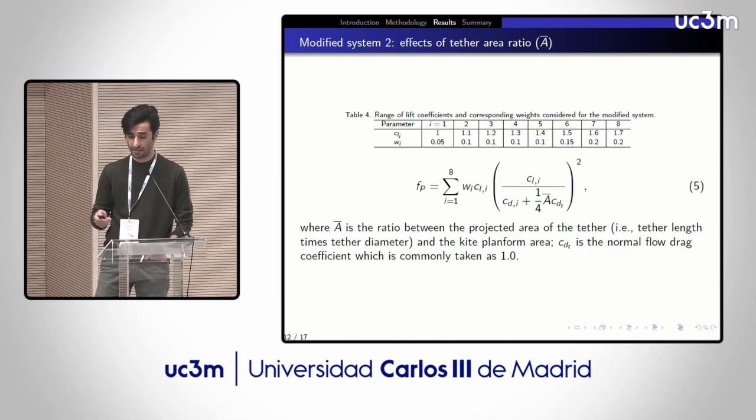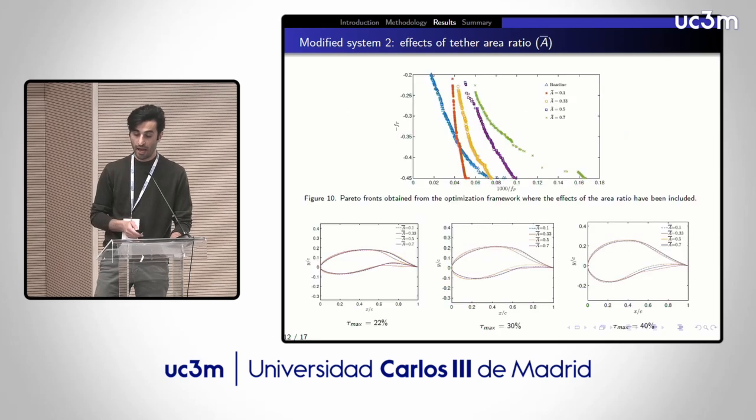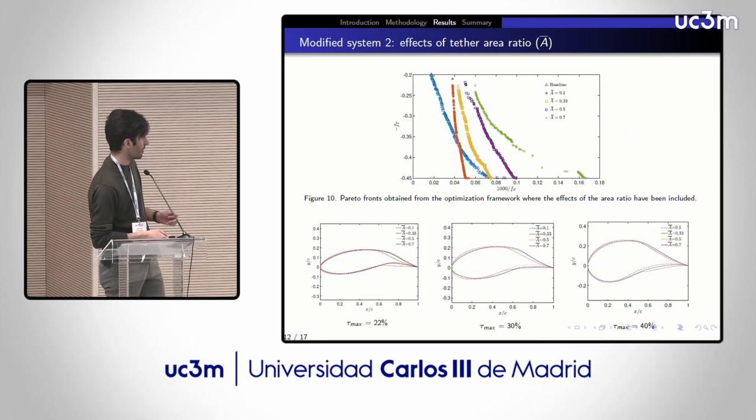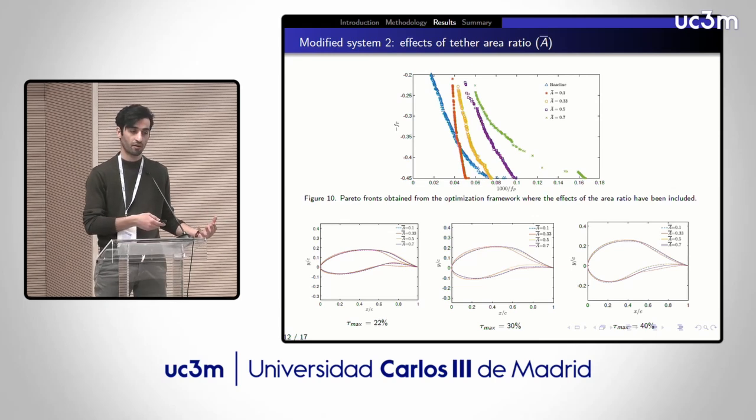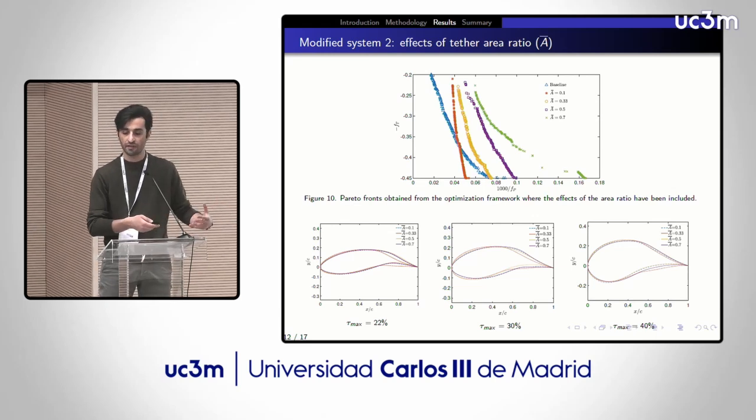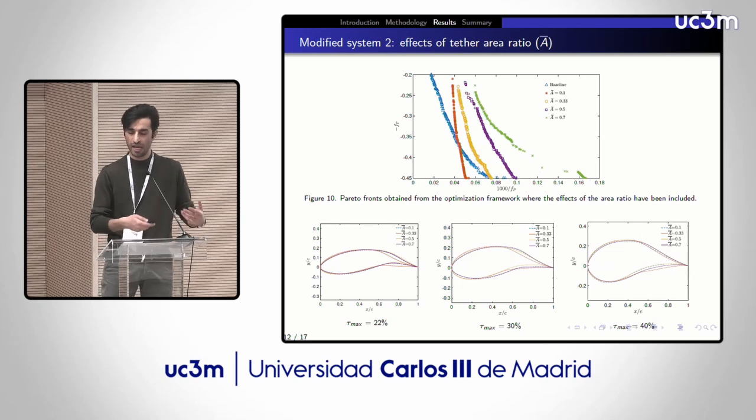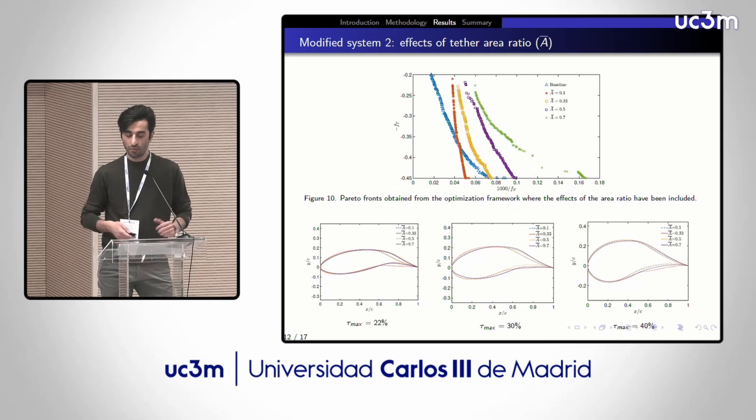Now, moving to the last system, or modified system 2, here we include the effect of tether drag by introducing area ratio. So it's basically the ratio of the projected area of the tether divided by the area of the kite. And again, I'm using the same table as I used for aspect ratio. And we get also a Pareto front. We try different values of area ratio that correspond to different scales of the system. So some of them, especially the high values, are a little bit hypothetical. They are really large. But we wanted just to see how design is changing.